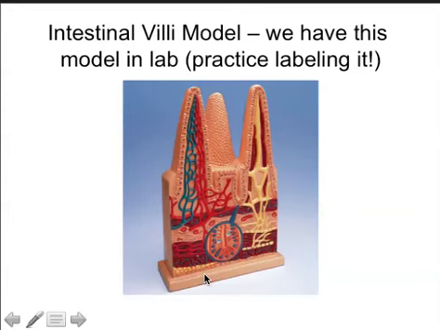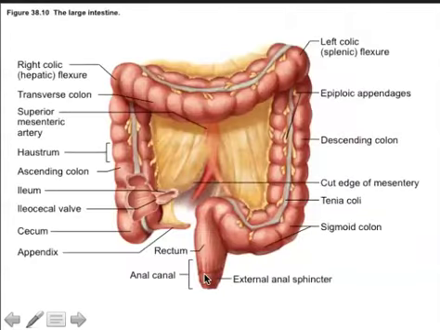Now, this is a model, or a diagram showing you the large intestine, and you can see the cecum, the ascending, transverse, descending, and sigmoid colon, the rectum, and the anus. You can see the taenia coli, that's the smooth muscle that helps propel things along, and the haustra, which are these little pouches all along the tract, produced by the actual contraction of the taenia coli. There is the vermiform appendix.